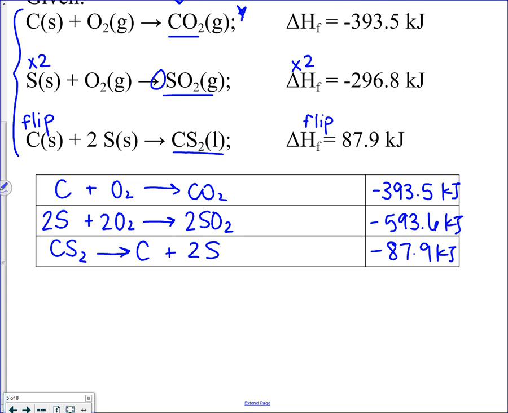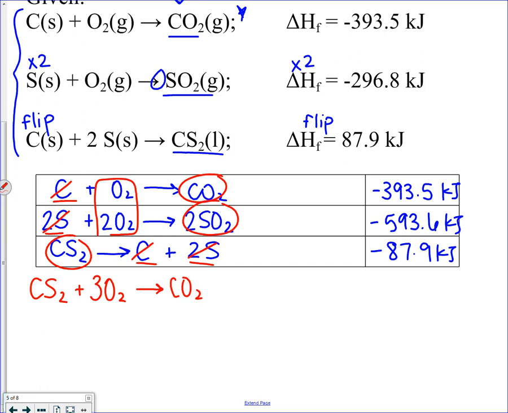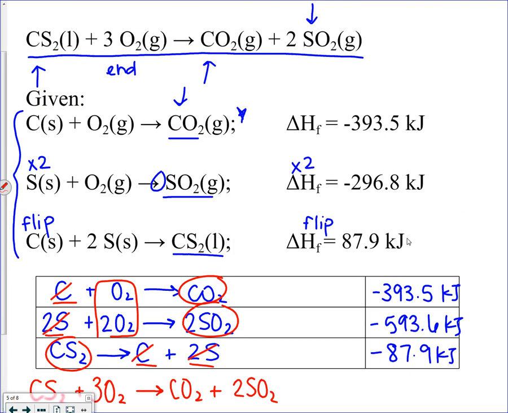Okay, so now's the fun part of canceling everything out. So let's see what cancels out. We have 2 moles of sulfur, 2 moles of sulfur. Those are going to cancel out. We also have 1 mole of carbon here and 1 mole of carbon here. Those are going to cancel out. These oxygens are on the same side, and so they're actually going to add together. And so if I write down everything that's left over, I get carbon disulfide plus 3 moles of oxygen yields carbon dioxide plus 2 moles of sulfur dioxide. And if I look at my equation above and what it was asking me to find, that matches it exactly.